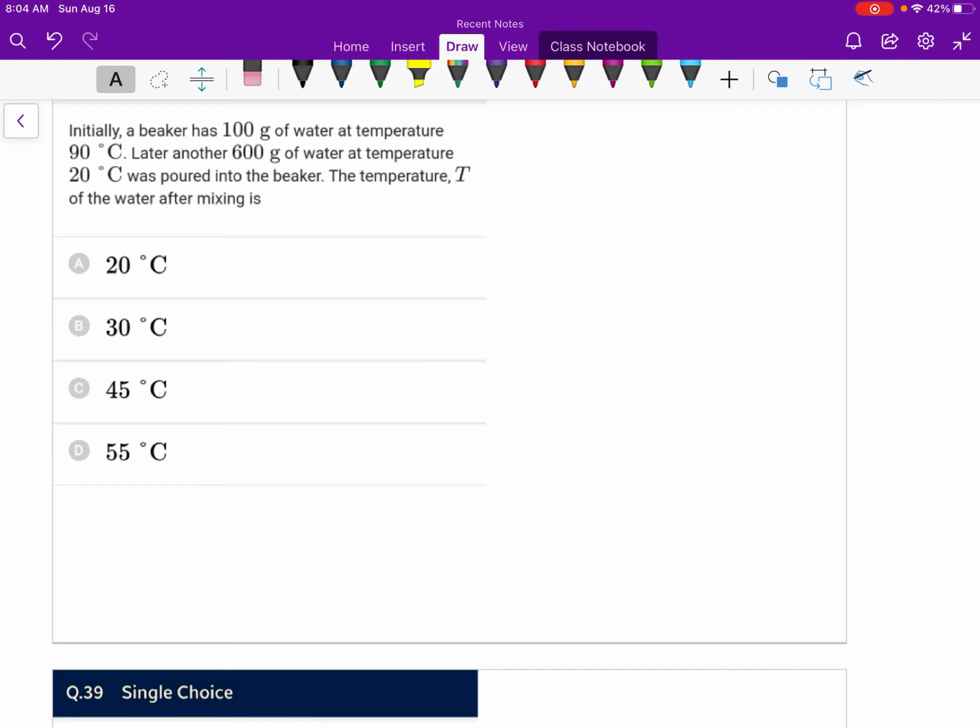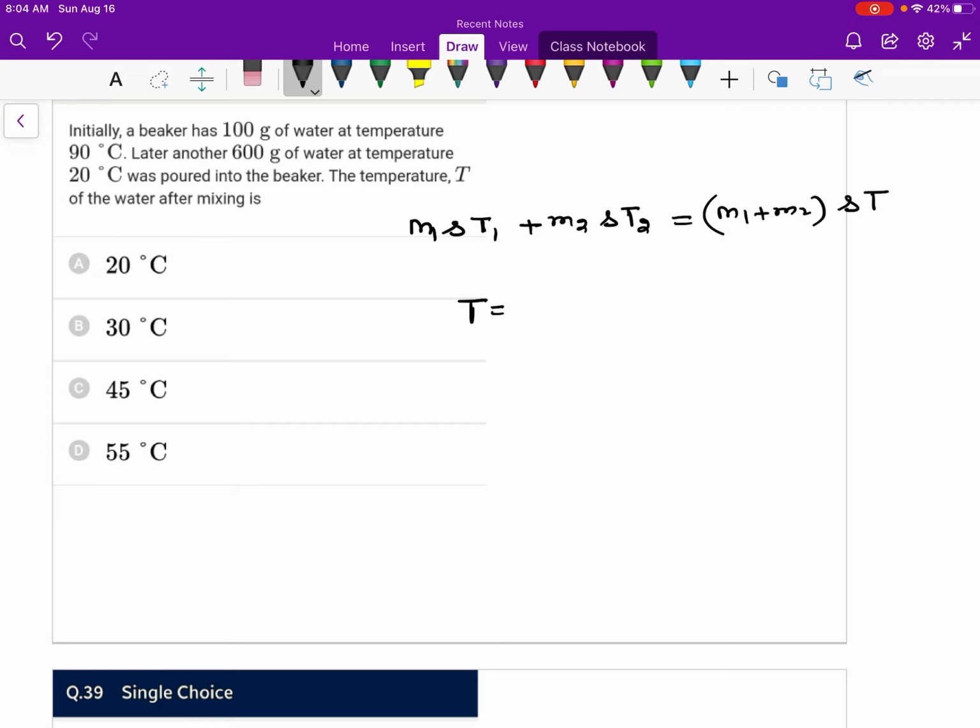Initially a beaker has 100 gram of water at temperature this, later amount of this is added, the temperature T of the water after mixing. So M1 S T1 plus M2 S T2 is equal to M1 plus M2 into S into T from calorimetry concept.